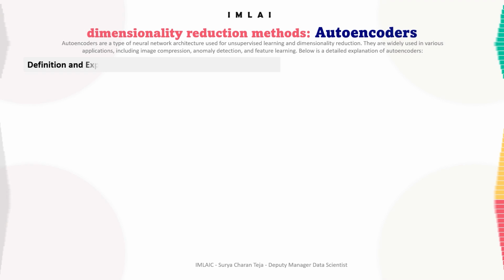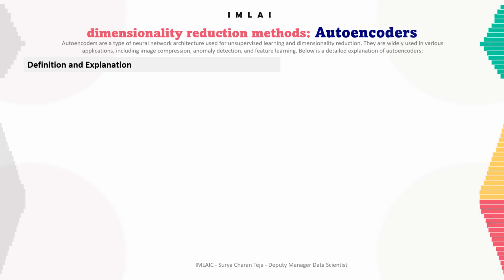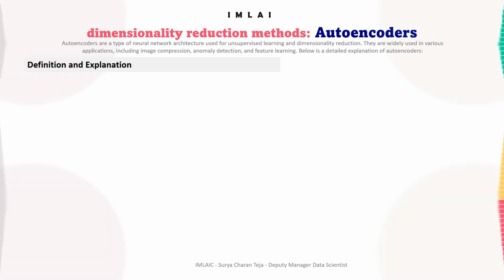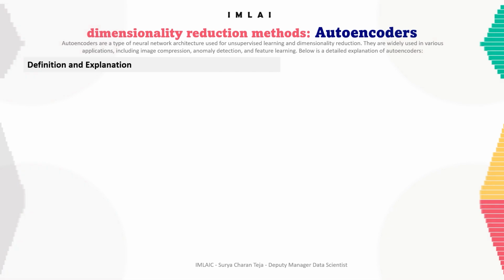So let's begin with a definition and explanation. Autoencoders are a type of neural network designed to encode the input data into a lower dimensional representation and then decode it back to the original data format. The purpose of autoencoders is to learn an efficient representation of the data, often called the latent space or code, while minimizing the reconstruction error between the original input and the decoded output. So the key idea is to learn a compressed representation of the data, capturing its most important features.